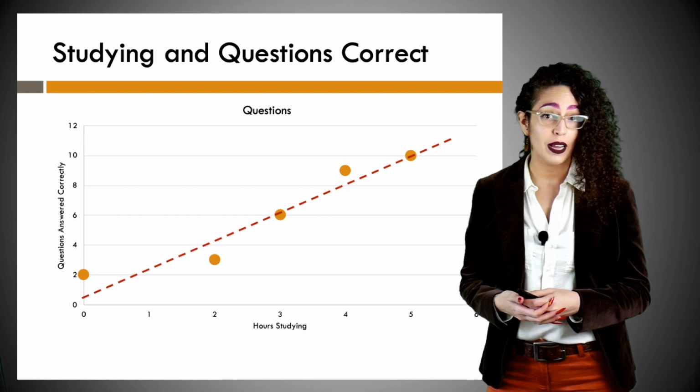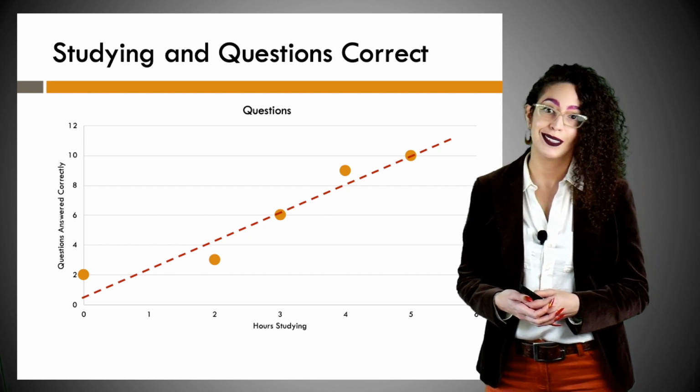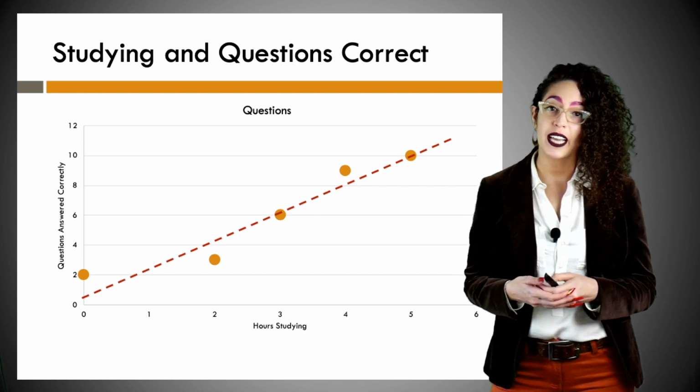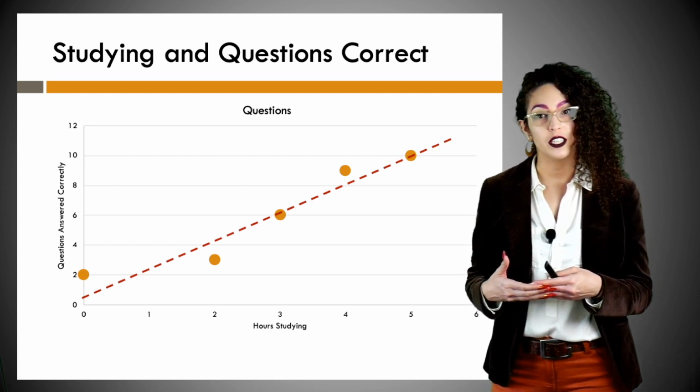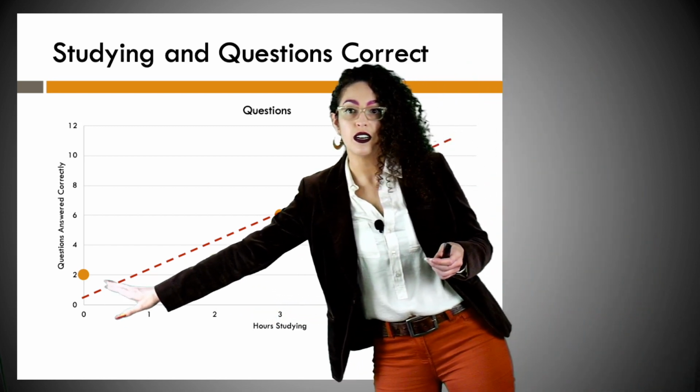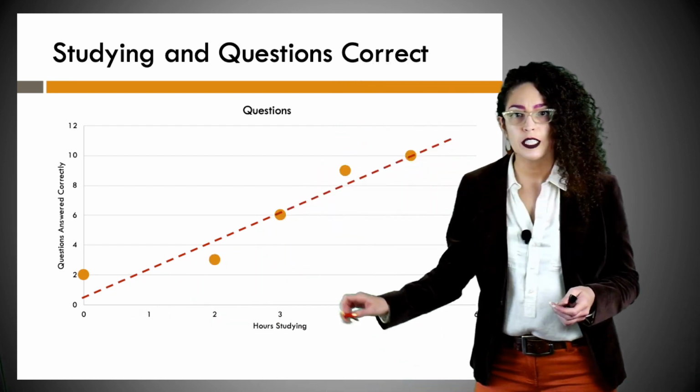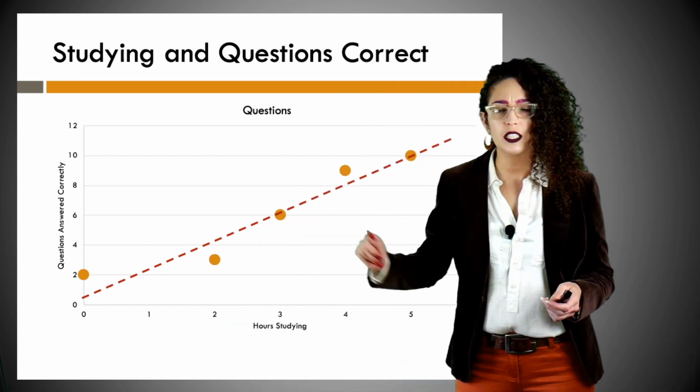Here is a scatter plot. Doesn't look much like one because there's only 5 observations, but it's a scatter plot showing the relationship between the hours studying and the number of questions you get correct. So one person didn't study at all and they got 2 correct. This person studied 3 hours and they got 6 correct, and so on.